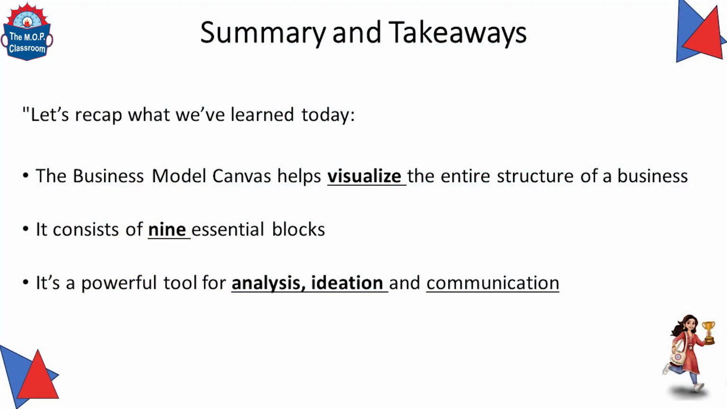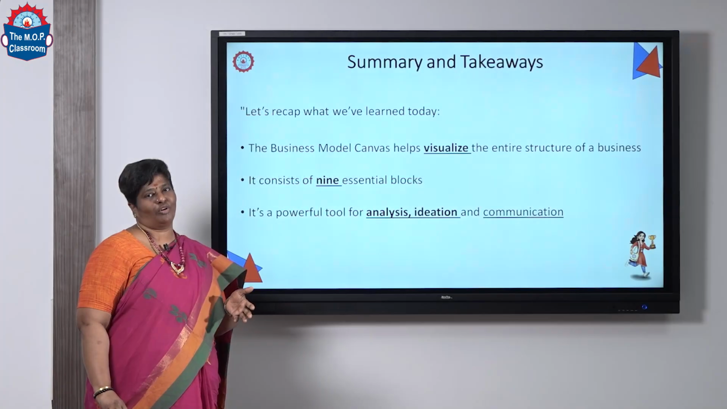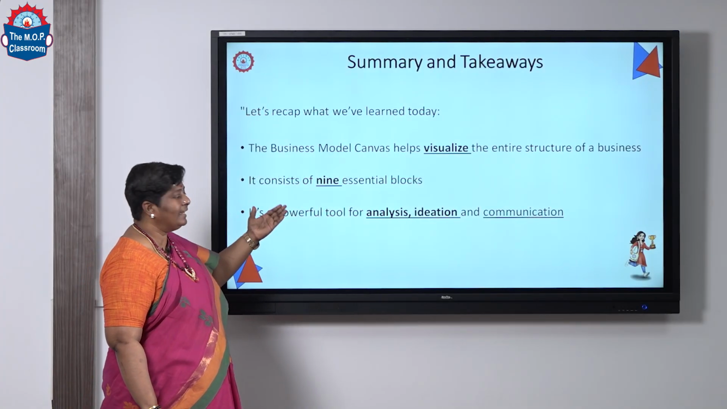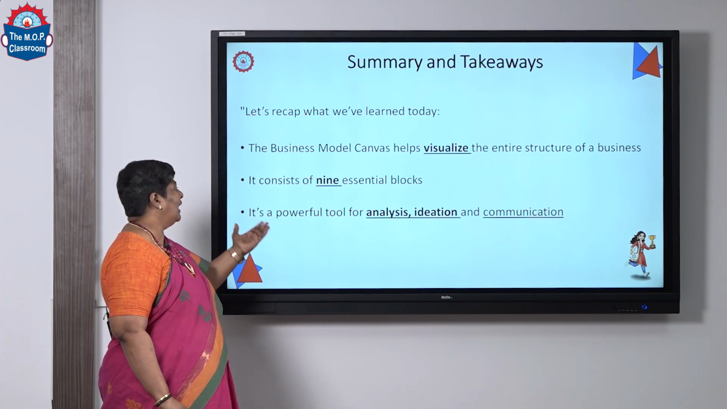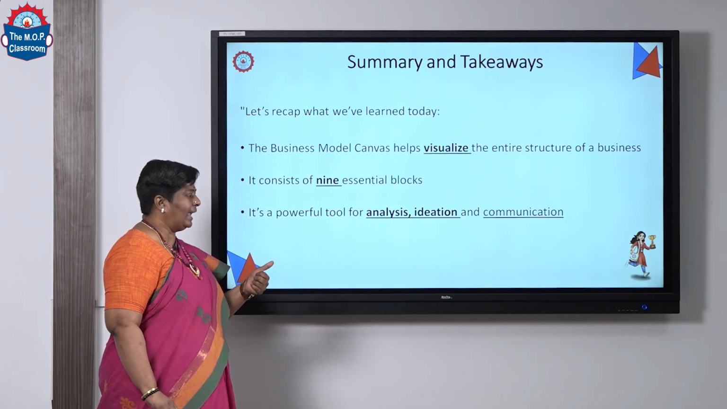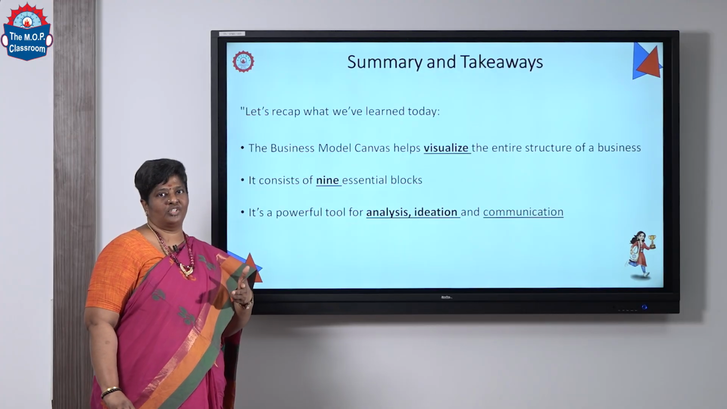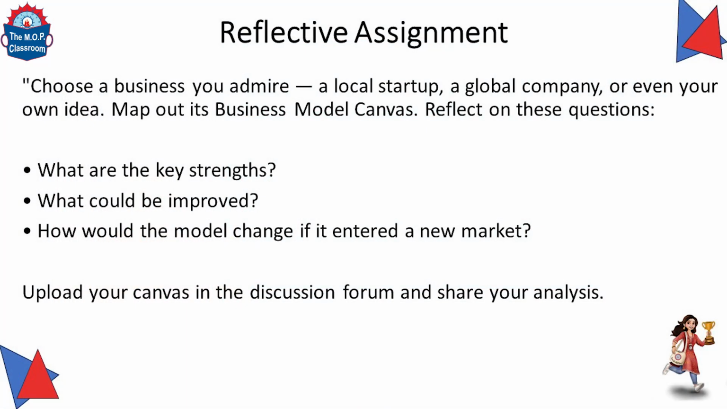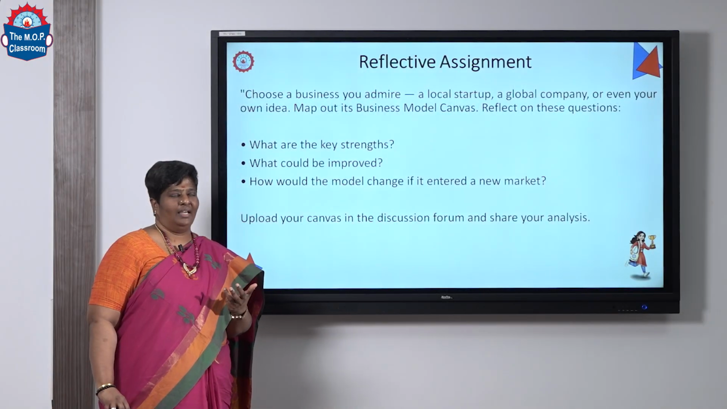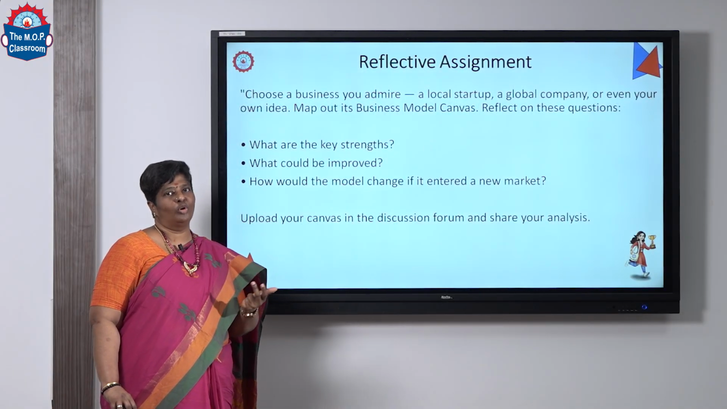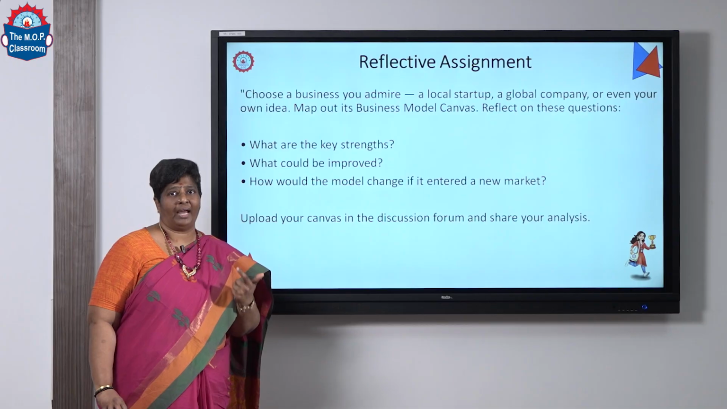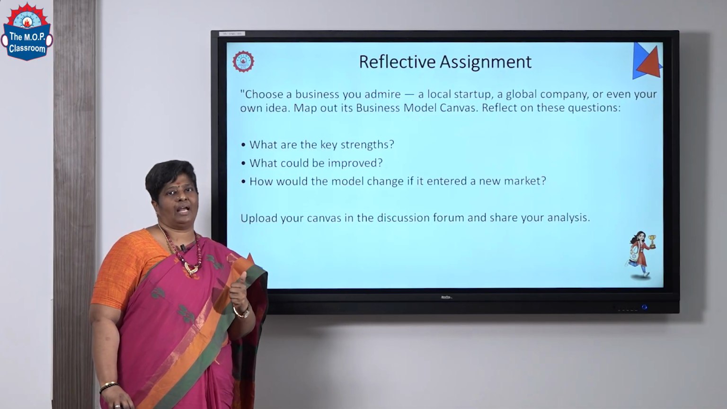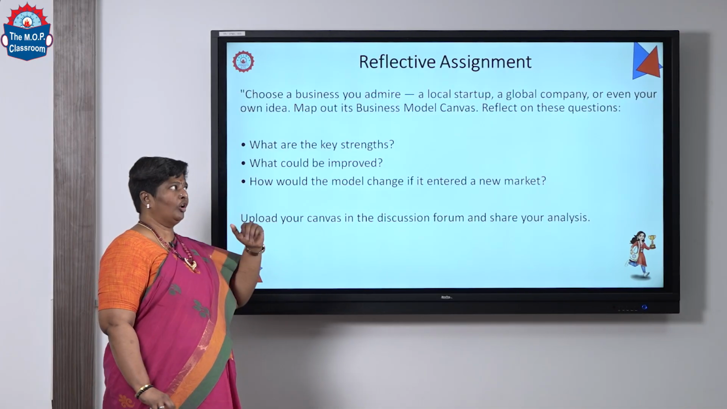Let us recap what we have learned today. The business model canvas helps visualize the entire structure of a business. It has 9 essential elements, and it is a powerful tool for analysis, ideation and communication. Let us end the session with a reflective assignment. Choose a business of your choice. It can be a local company or a global company or your own startup idea. Map the business model canvas for it and answer the following questions.